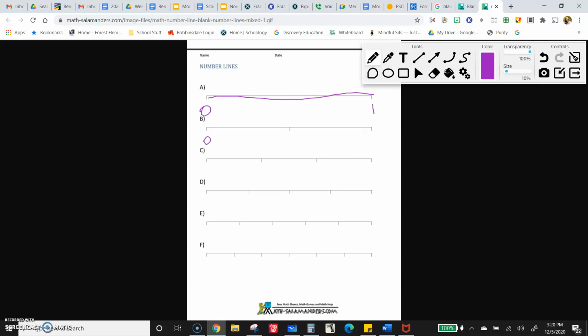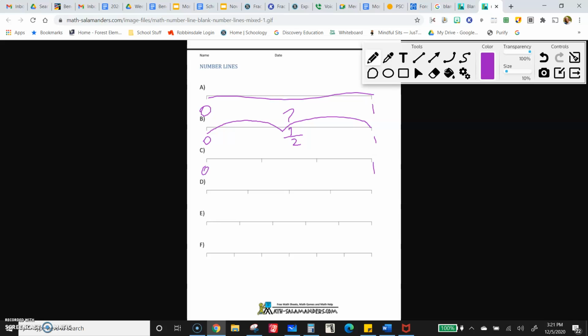This goes from 0 to 1, and we want to think, okay, what is right here in the middle? Well, sometimes it's tempting to start counting here and say 1, 2, 3 and think it's in thirds. But actually we need to think about, okay, how many pieces is it? How many jumps is it? There's 2 jumps so that we know it's halves. So we know that's 1/2.